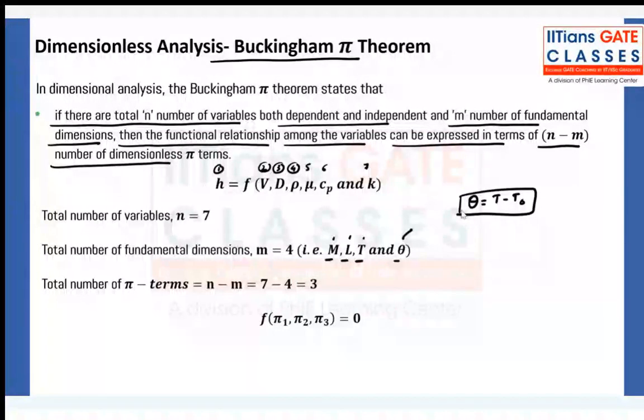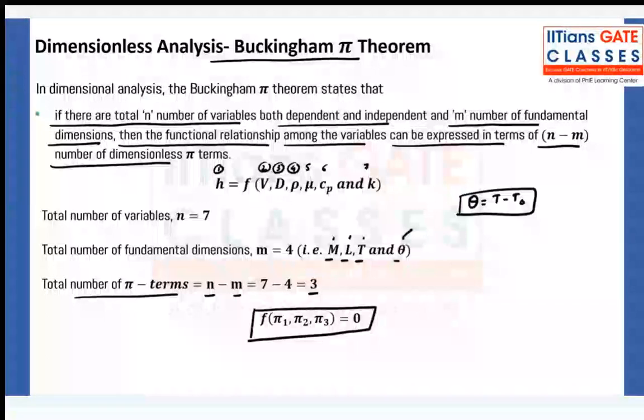Now, the total number of pi terms will be n minus m. So, 7 minus 4 is equals to 3. So, we will define our analysis into three dimensionless variables: 3 for forced convection, and 3 for free convection.